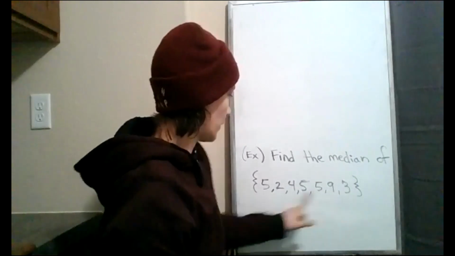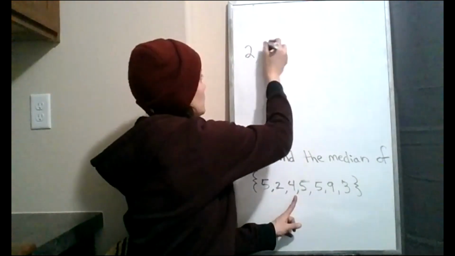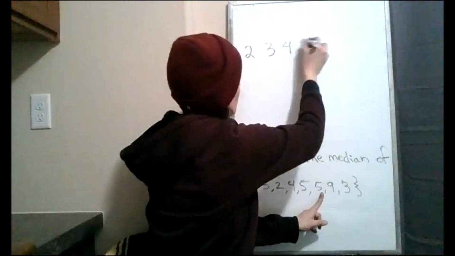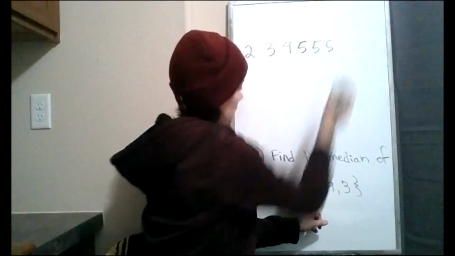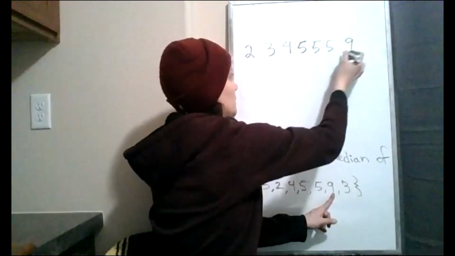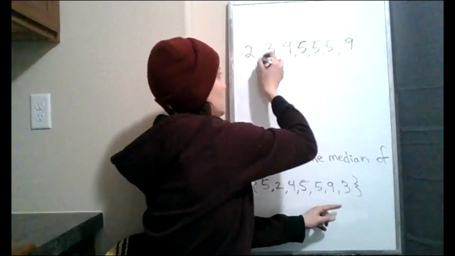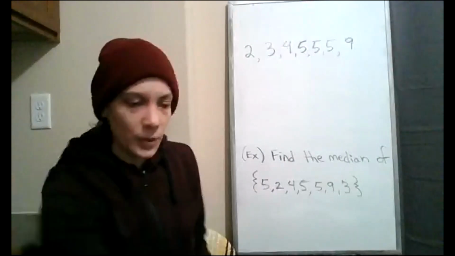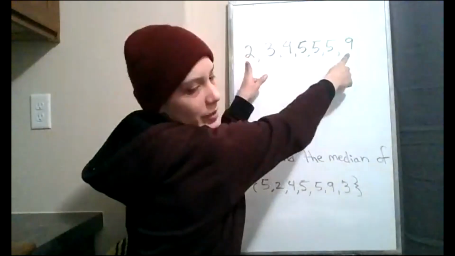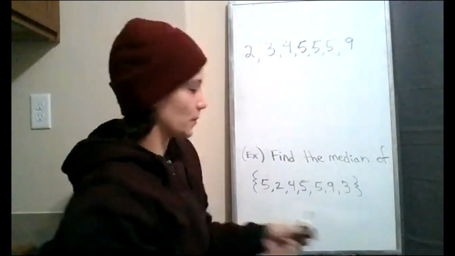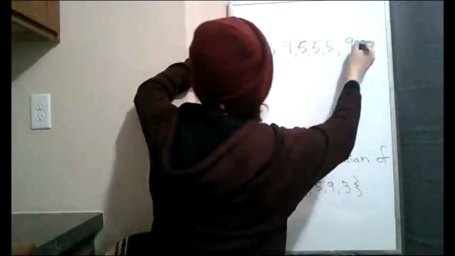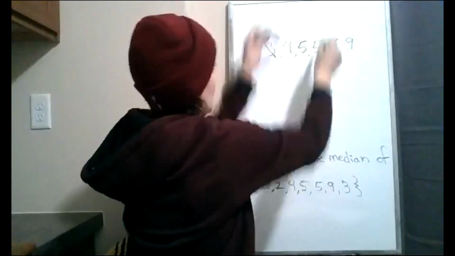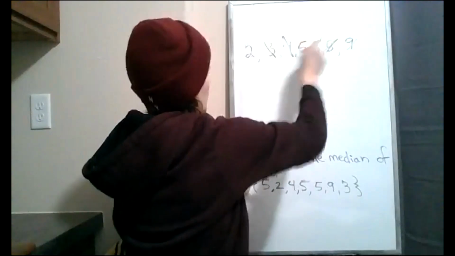2, 3, 4, 5, 5, 5. Go to the edges and work towards the middle. So maybe cross these out, and I have 2 pins. Cool. So let's cross this, and the next one. Next one, right here. This is the median.